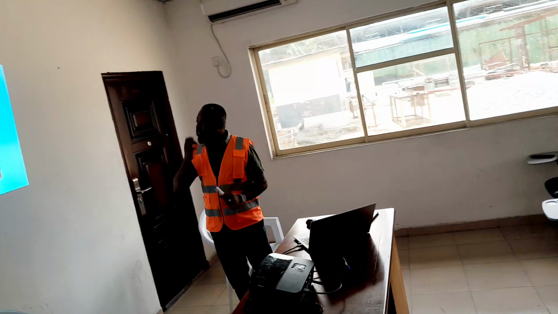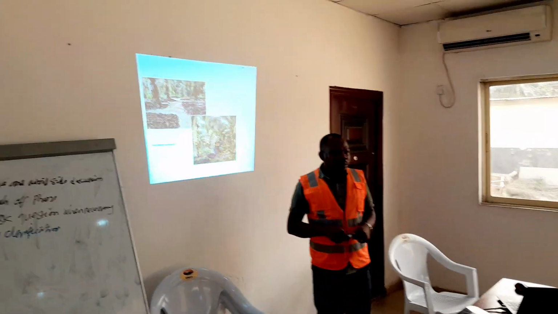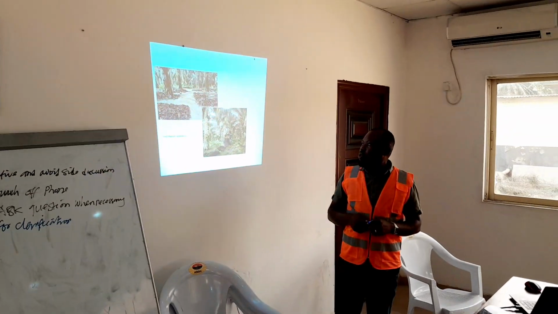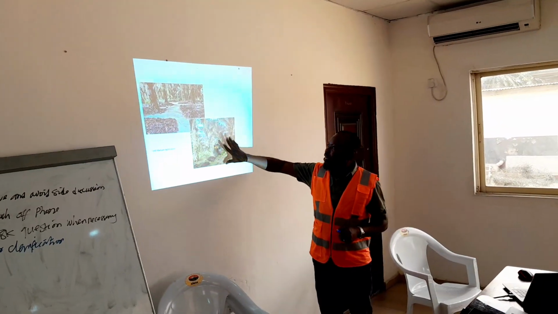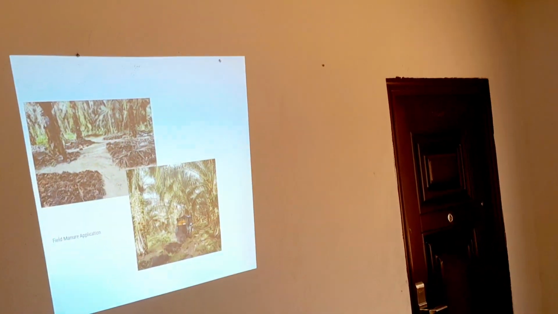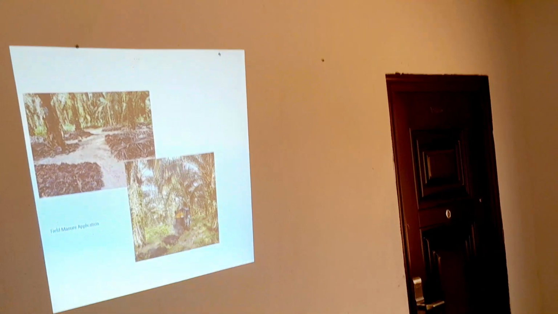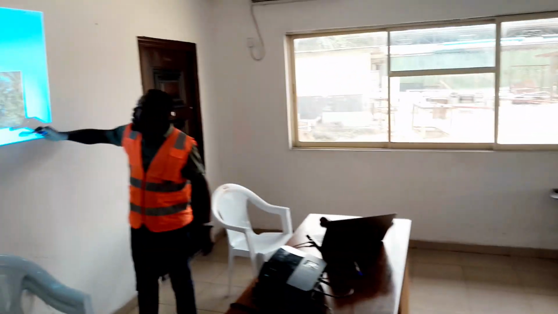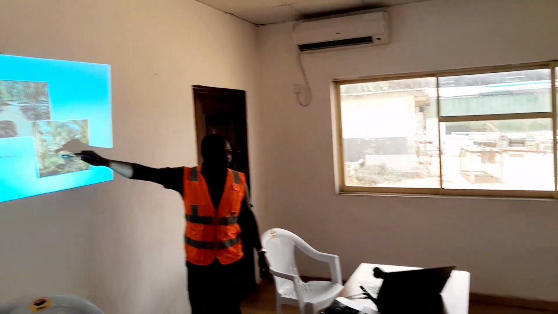Now we also talk about the use of empty bunches, applying them in the plantation. You can see the empty bunches are applied around the palms. So empty bunches are applied around what? The palms. Yes, look at them here, around the palms. And here, there are two methods used to apply the empty bunches.